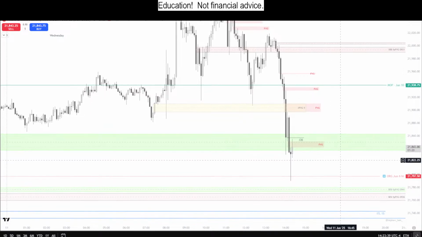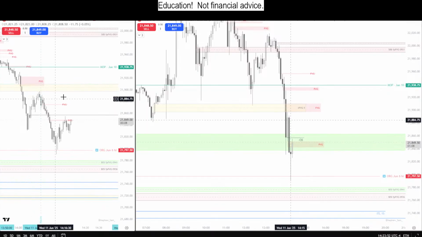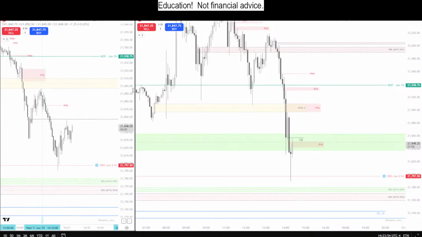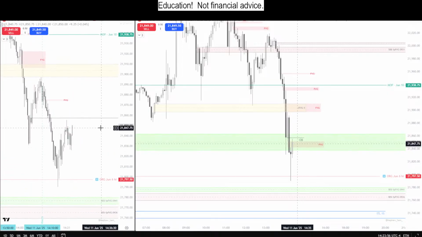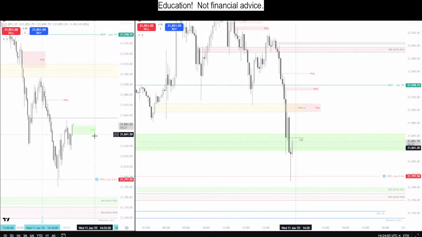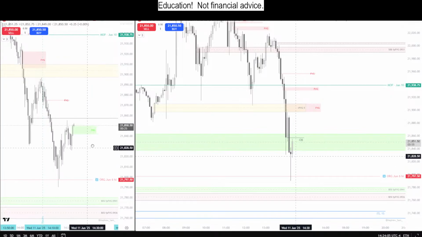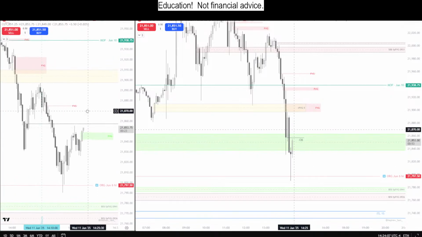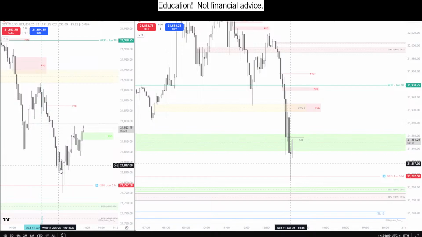Okay, so we're coming back up. We can probably catch a 10-point move, right from here up till there. And I would look at that. I'm not going to do that. 47 up to 57, right? Quick 10-point scalp on this market maker buy model here, where we're coming down.